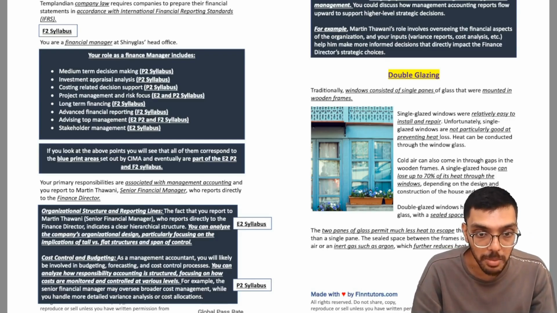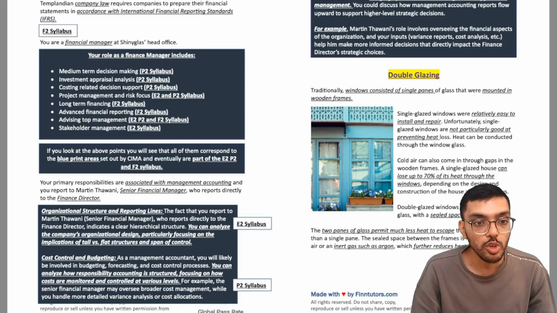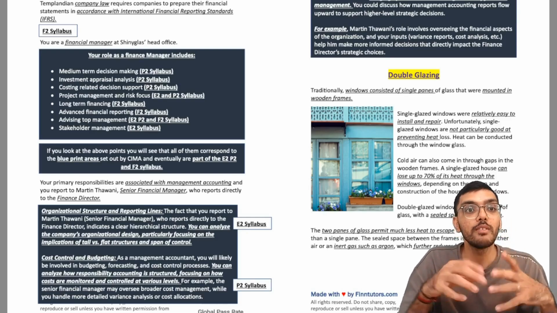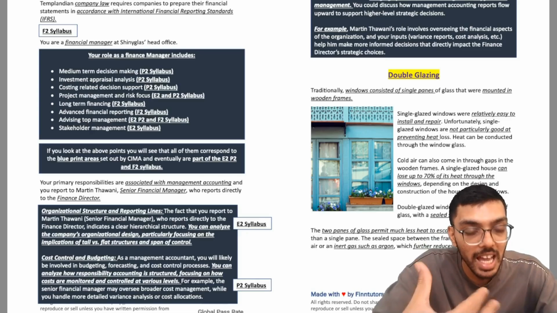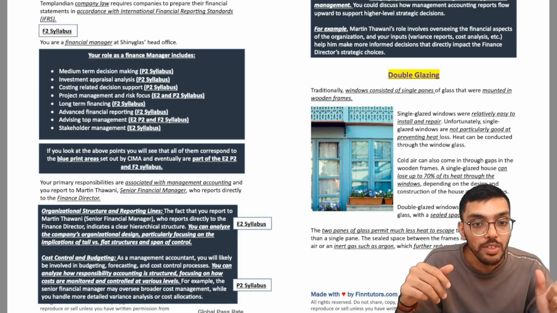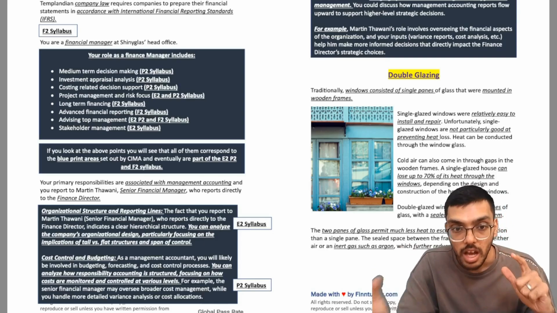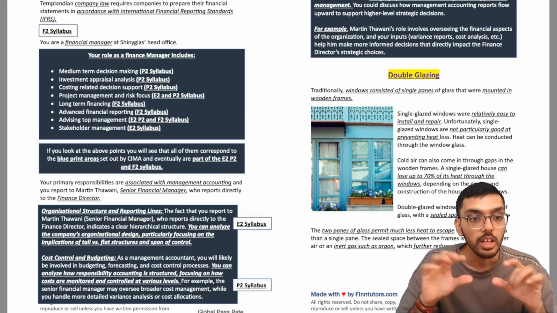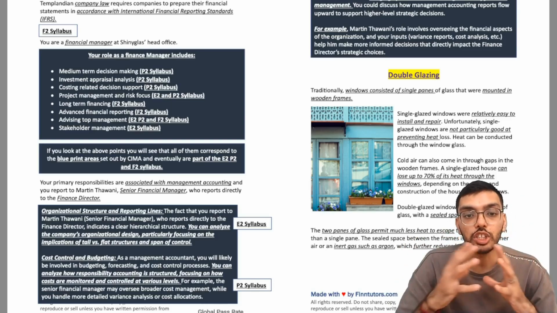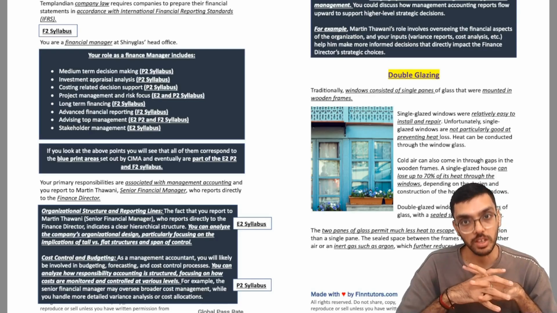Next, cost control and budgeting. As a management accountant, you will likely be involved in budgeting, forecasting, cost control. So very important that you have revised the syllabus areas of responsibility accounting. How costs are monitored, how costs are controlled. It will be an important discussion for us to make over here.